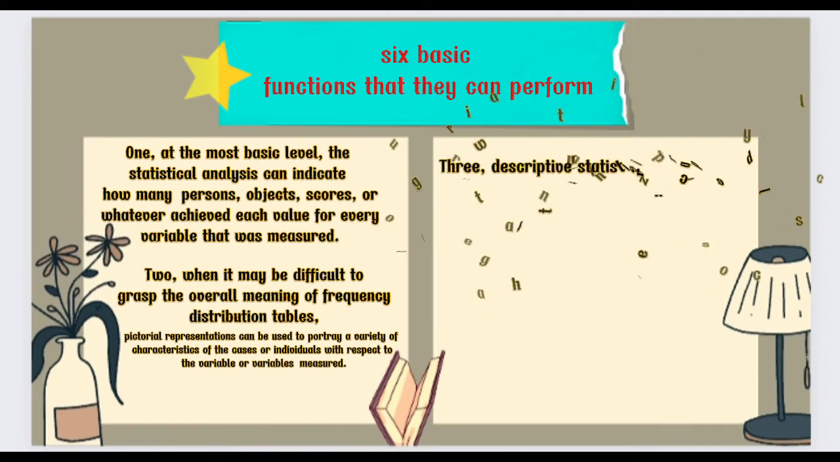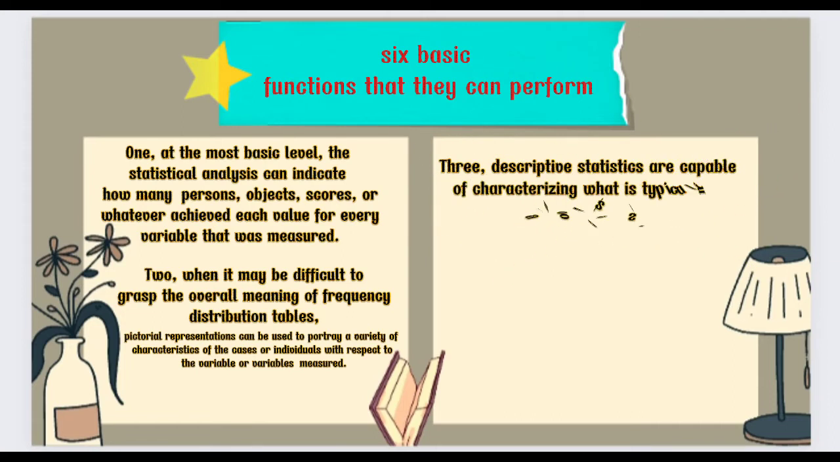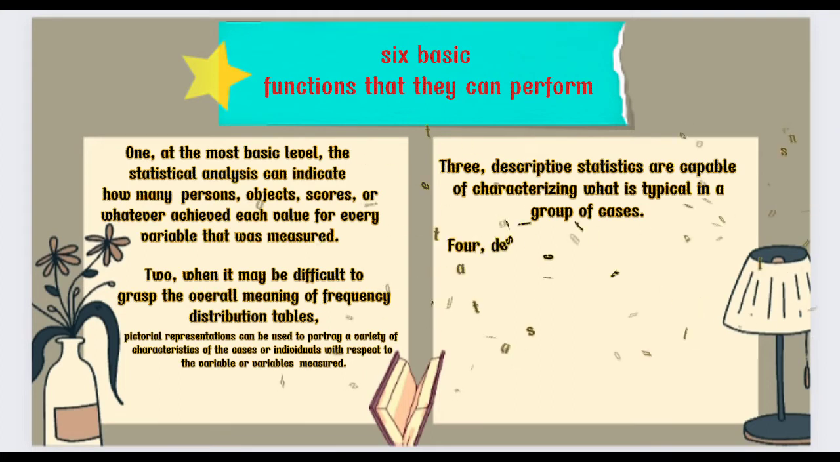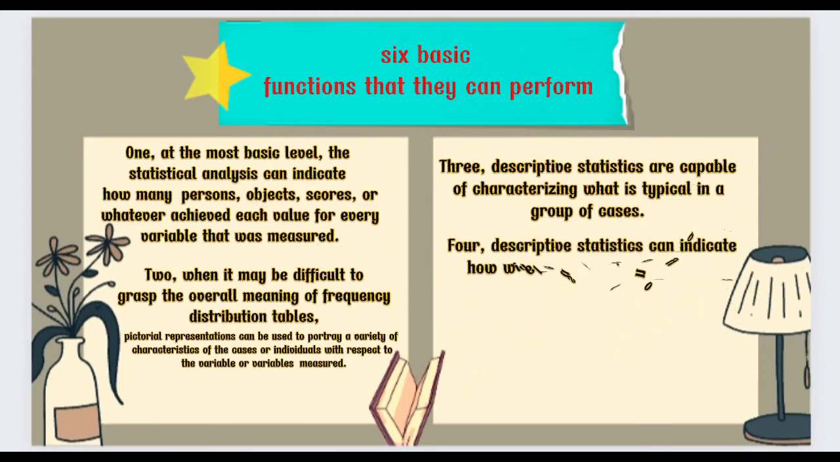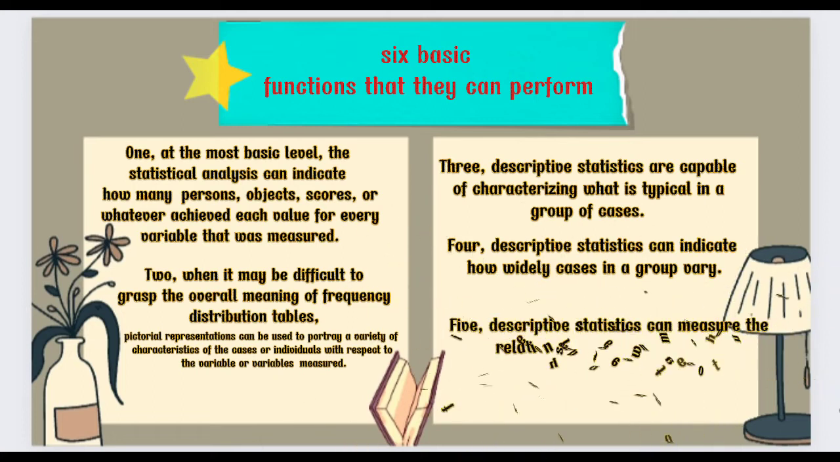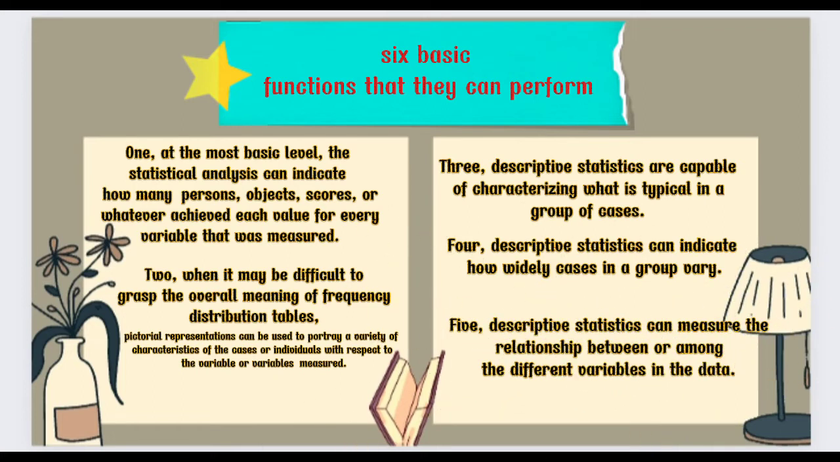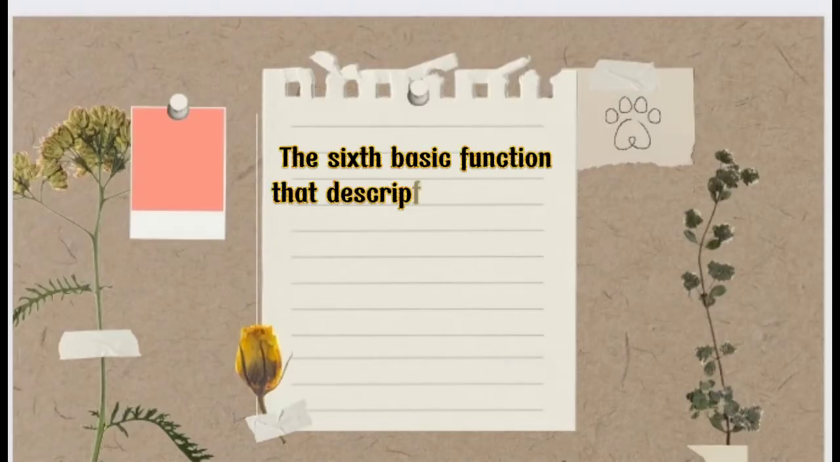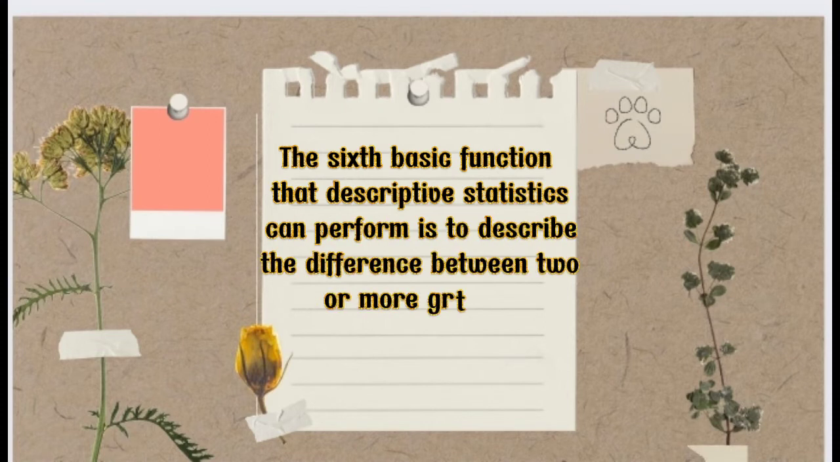3. Descriptive statistics are capable of characterizing what is typical in a group of cases. 4. Descriptive statistics can indicate how widely cases in a group vary. 5. Descriptive statistics can measure the relationship between or among different variables in the data. The 6th basic function that descriptive statistics can perform is to describe the difference between two or more groups of individuals.